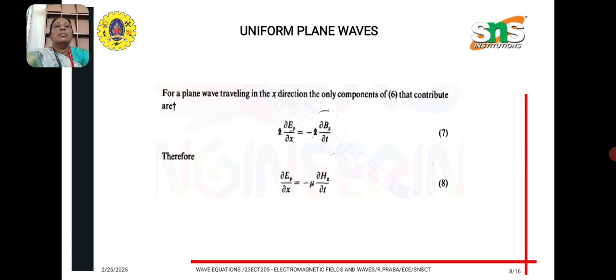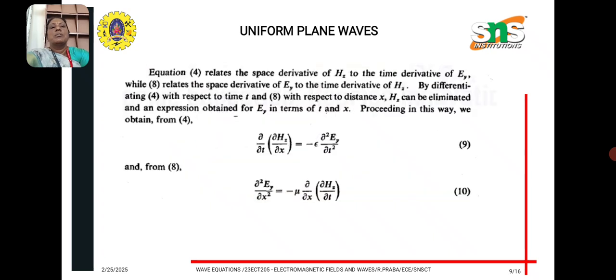So by comparing these two, we can write the component of z. Because the plane wave is traveling in x direction, it has only the contribution of z vector: ∂Ey/∂x is equal to minus z vector into ∂Ez/∂t. So we can write this as ∂Ey/∂x equal to minus μ into ∂Hz/∂t, because we know that B is equal to μH.